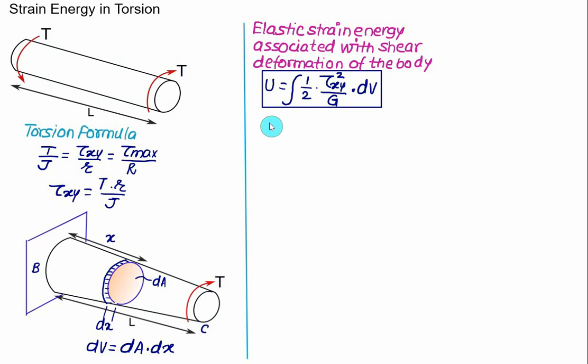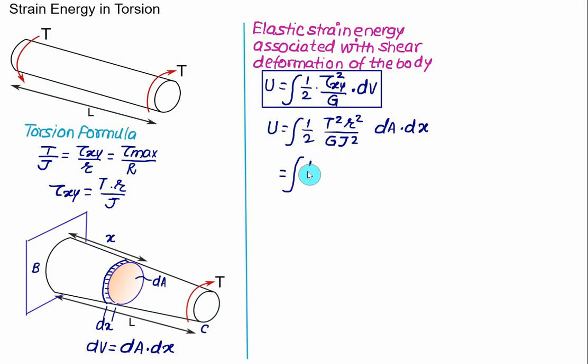So we have total strain energy in the case of torsion given by the integral of 1 by 2 tau xy squared divided by G. We can replace tau xy with T r divided by J, so one value of J is left and we have to square it. The value of dV we can write as a product of dA multiplied by dx.